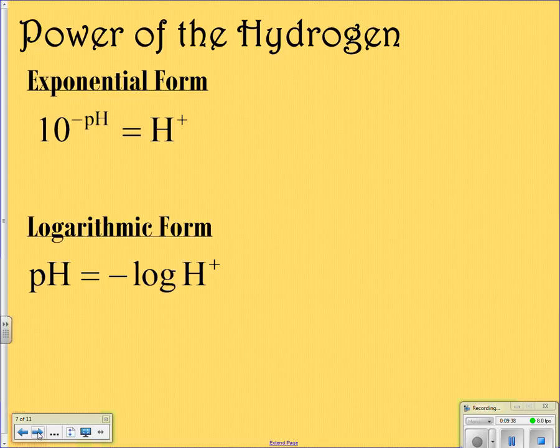If we take it from exponential and put it into log form, we'd have log base 10 of H positive equals negative pH. And so then if you just switch your signs, you have negative log base 10 of H positive equals your pH. Okay, so you're going to be using one of those two forms on these questions.